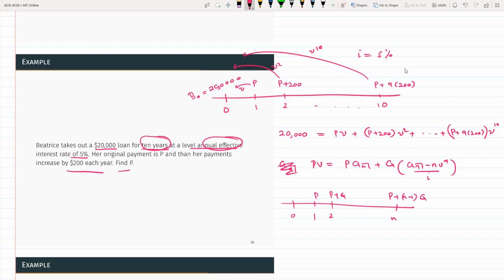So if I apply that in here, Q would be 200, n would be 10, v would be 1.05 to the negative 1, i would be 5%, and P is what you want to find. The present value is given as 20,000. So you can apply your knowledge from annuities and find the answer. I will stop here, but you can continue and try to get the answer for P. The method is right there. It's basically an arithmetic progression annuity.